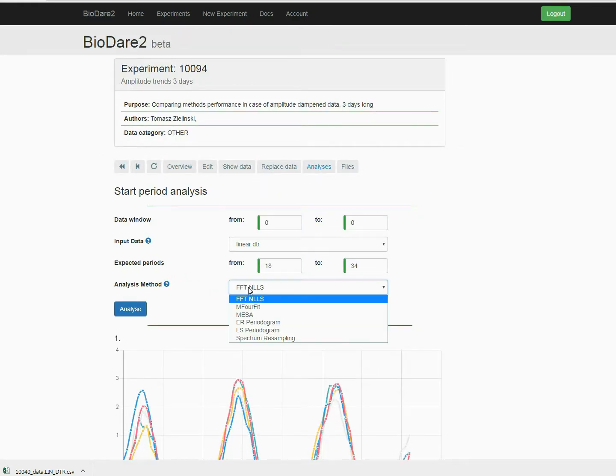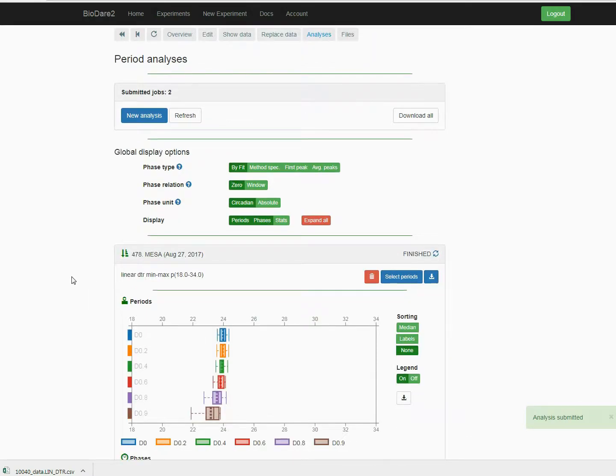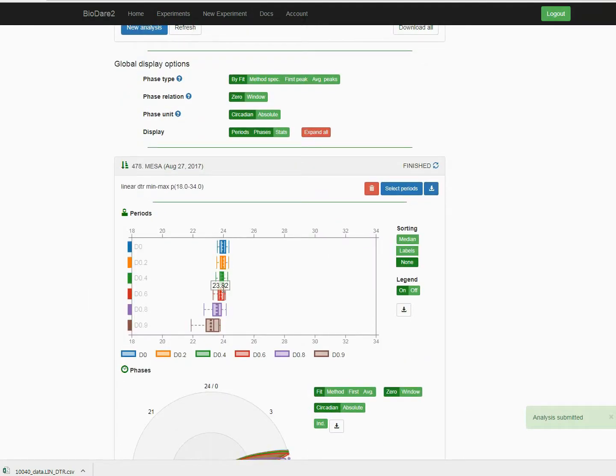Let's try our other method of choice, MESA. It turns out that MESA is more sensitive to dampening than FFT-NLS. For the highly dampened data, the estimated periods are significantly deviated from the 24 hours period. Nevertheless, even if we lose more than half of the signal, we still are getting estimates close to 24 hours.